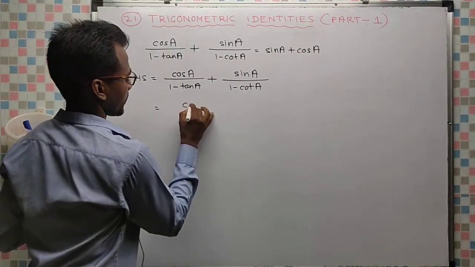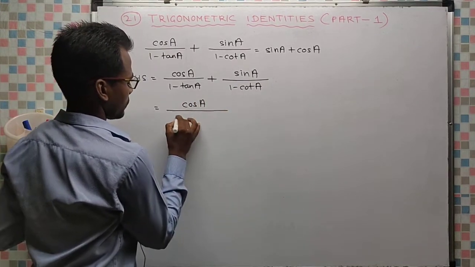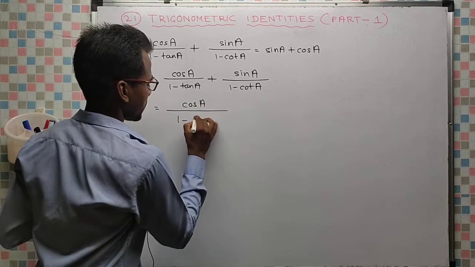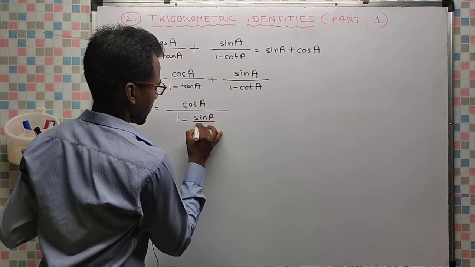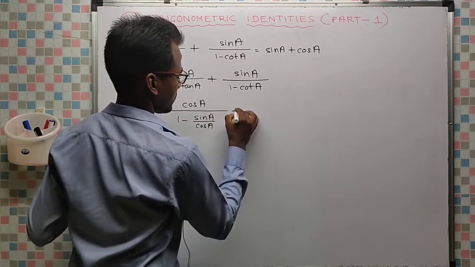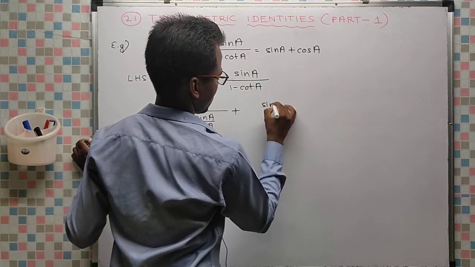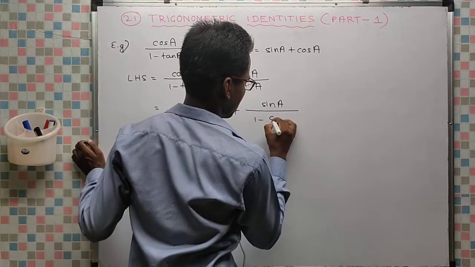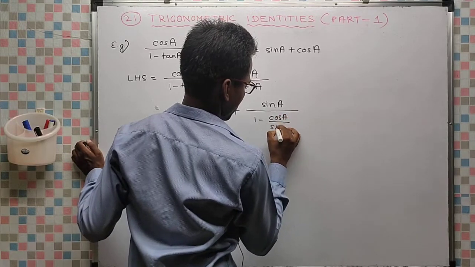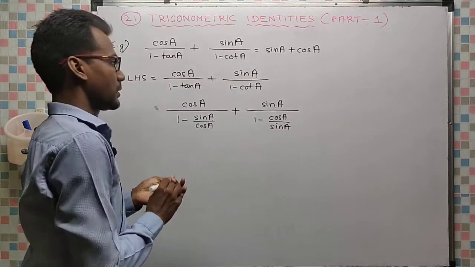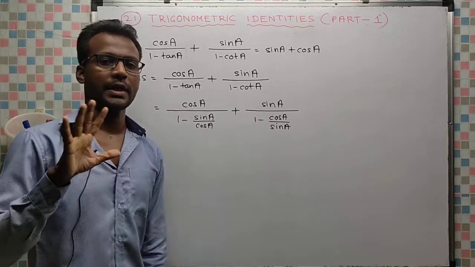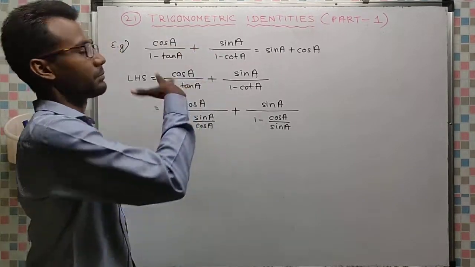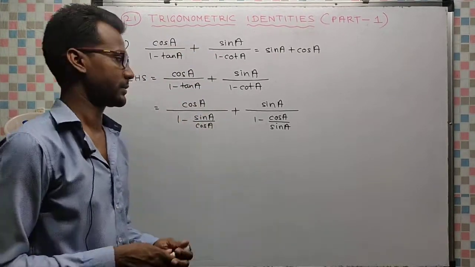Cos A, okay, no problem. 1 minus, I'll convert tan A to sin A and cos A. Tan A is equal to sin A by cos A, okay, then sin A by 1 minus, cot A can be written as cos A by sin A. So I have converted all the trigonometric ratios to sin and cos. This is not done always. For this example I have done it because it was very complicated. To simplify, I have converted to sin and cos.